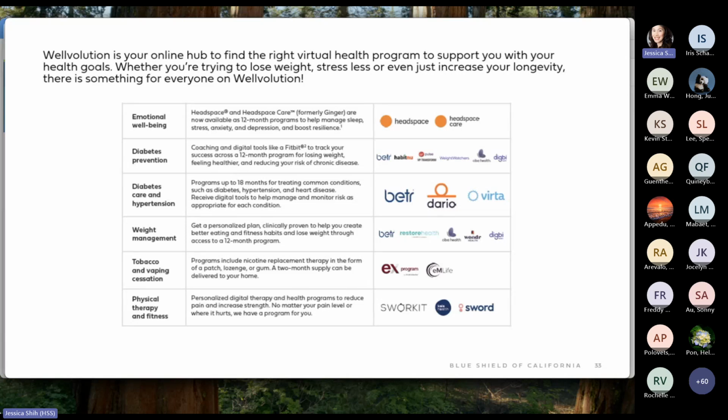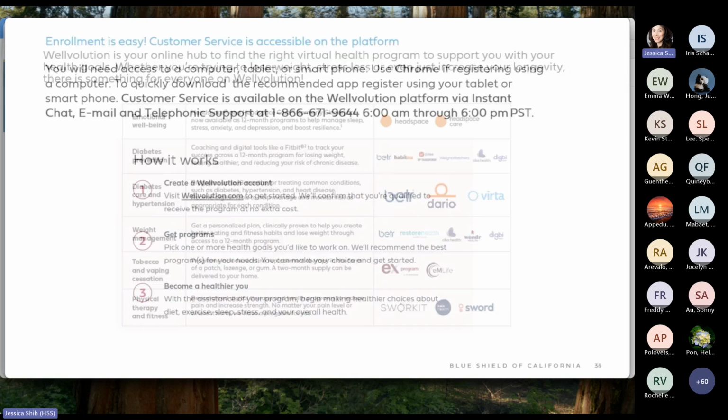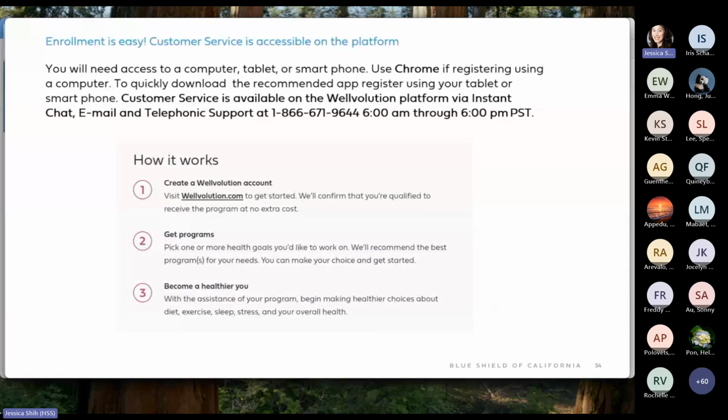Enrollment is easy, and customer service is available on the platform. How does it work? Well, number one, you create a Wellvolution account. You visit wellvolution.com to get started. They'll confirm that you're qualified to receive the program at no extra cost. Number 2 is you get your programs. Pick one or more health goals you'd like to work on, and they'll recommend the best programs for your needs. You can make your choice and get started. And number 3, become a healthier you. With the assistance of your program, begin making healthier choices about diet, exercise, sleep, stress, and your overall health.